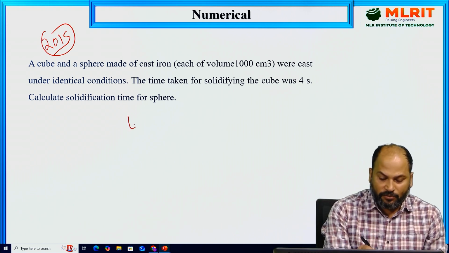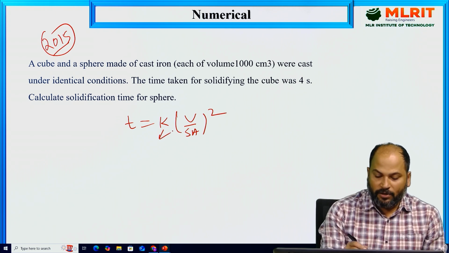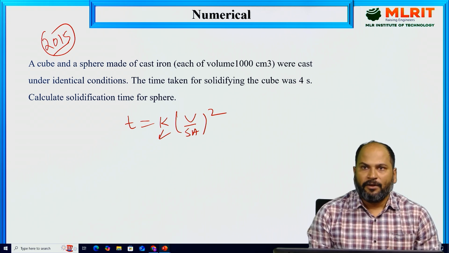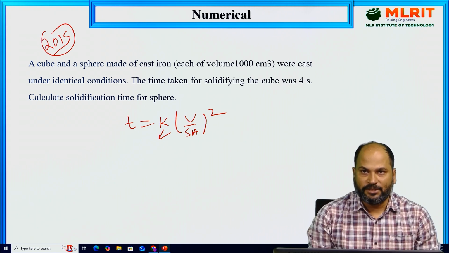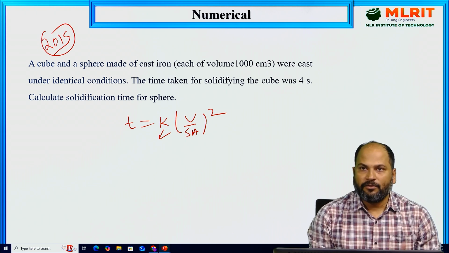We already know the solidification time is given as a constant K times (volume upon surface area) whole squared. This constant we have already discussed. It depends on the material that we are going to cast. Whatever the material is, the value of this constant K will change accordingly. For example, if we are casting aluminum, the value of K will be different; if we cast cast iron, the value of K will be different. So it totally depends on which material we are going to cast.